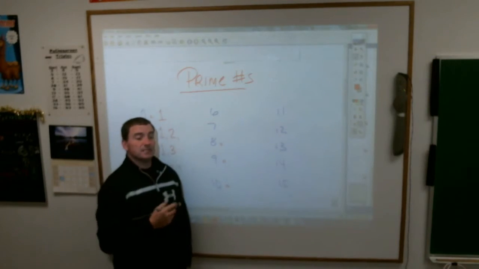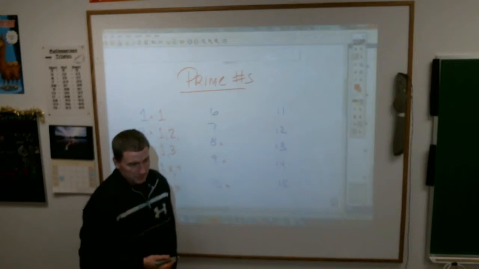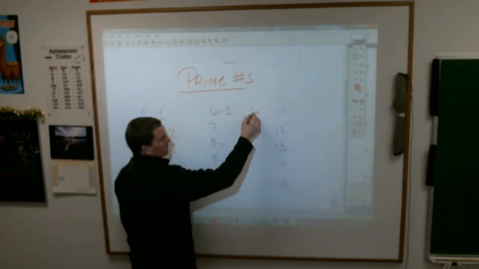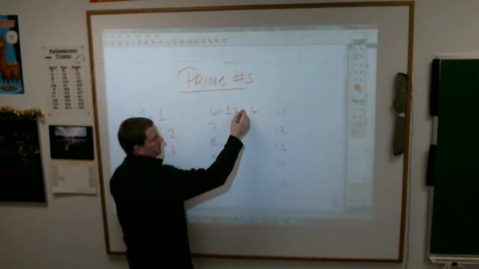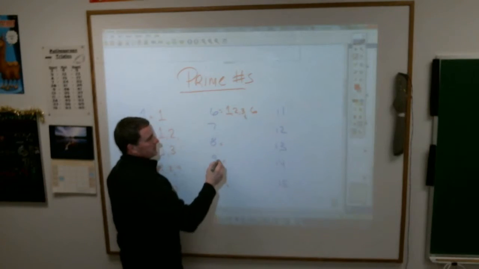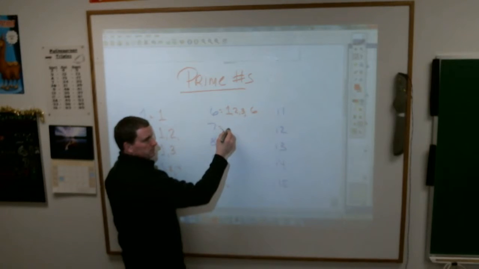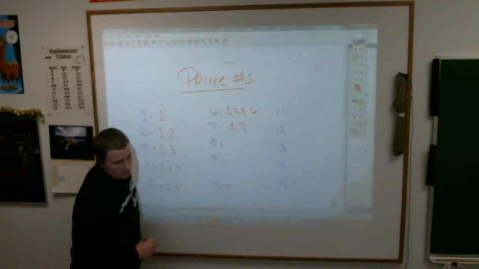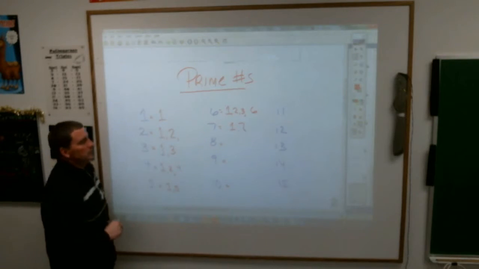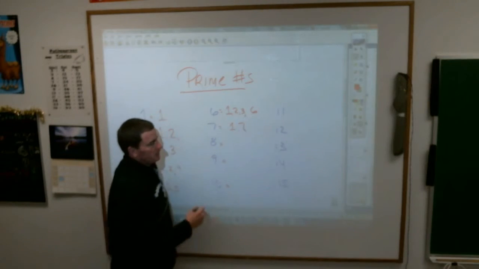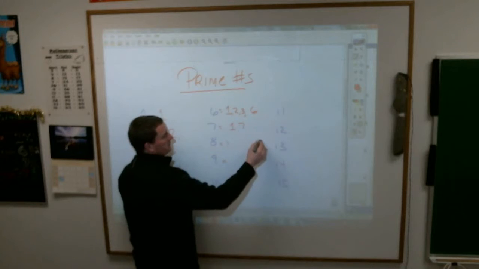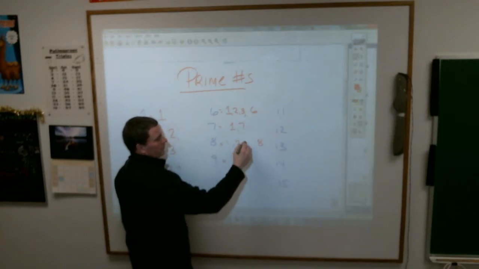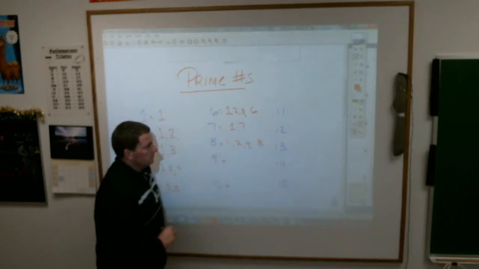What are the factors of 6? In other words, what goes evenly into 6? I think you've done this before. You know 1 times 6, but also 2 times 3, correct? 7 is 1 times 7. How about the factors of 8? 1 and 8, give me the pairs, and 2 and 4.